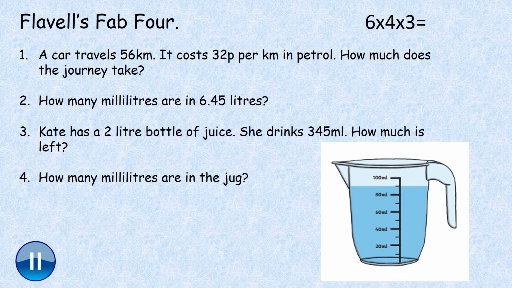So Flavell's Fab 4 based on volume of liquid today, and first of all we've got a multiplication up in the corner, a three-part multiplication again. And question 1, a car travels 56 kilometres, it costs 32 pence per kilometre in petrol. How much does the journey take? How many millilitres are in 6.45 litres? Kate has a 2-litre bottle of juice, she drinks 345 millilitres of it, how much is left? And how many millilitres are in the jug that you can see to the right hand side? Remember to pause it, have a go, and then we'll come back with some answers.